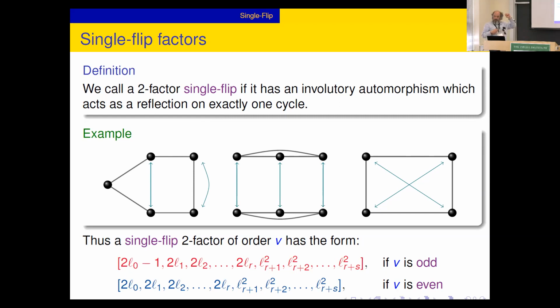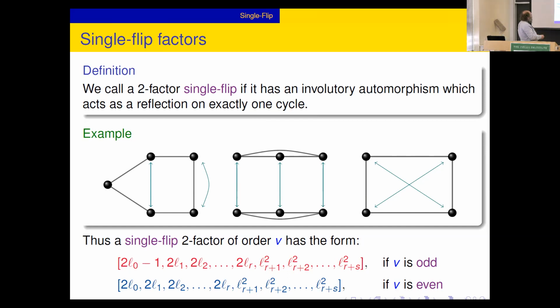And remember, what we're doing here is the edges are flipped, right? So there are pairs of edges that get flipped. So what that means is that if V is odd, there's going to be an odd cycle in there somewhere, at least one. One of them is going to look like that, and then maybe some more odd cycles that look like this, and then some even cycles that look like the one on the far end there.